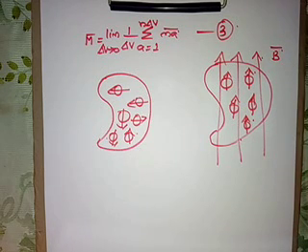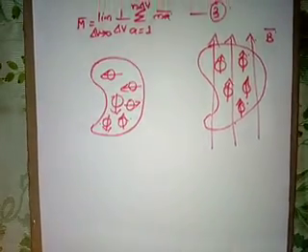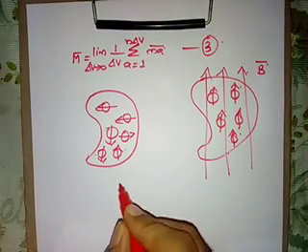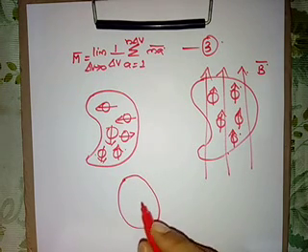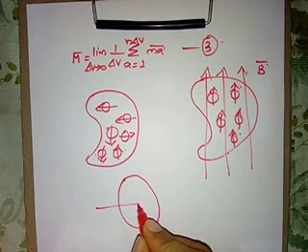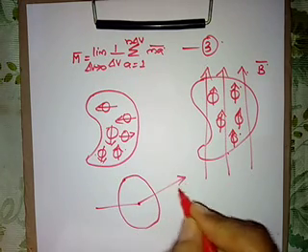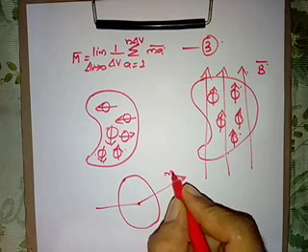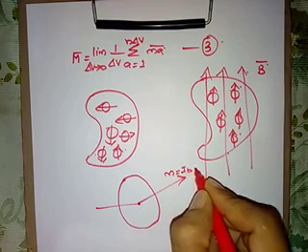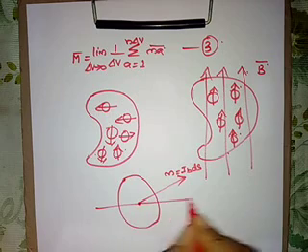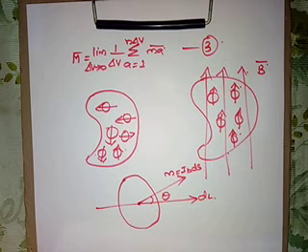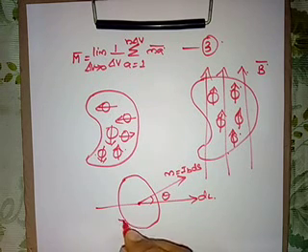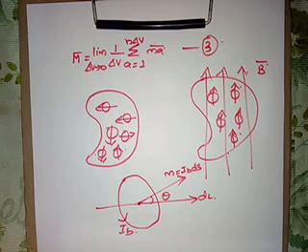Let us consider the alignment of a magnetic dipole along a closed path. Here this is the magnetic moment m equal to IB dS. This makes an angle theta with respect to dl. The current flowing is IB.